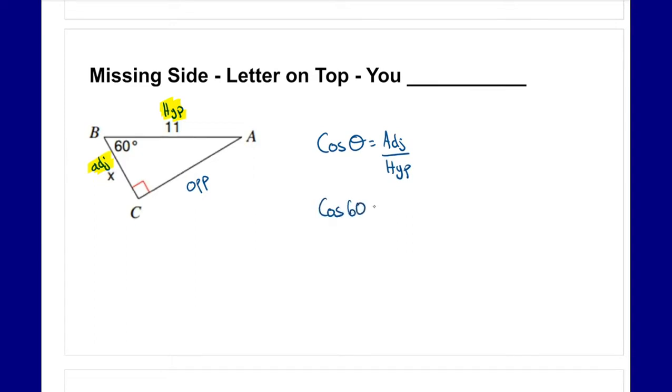I'm going to fill in my information. Theta is the angle, so cosine 60 equals unknown over 11. So again, we have a missing variable on the top. How do we solve this? Well, again, we bring that 11 up, we move it to the other side. It becomes 11 times cosine 60 equals x.